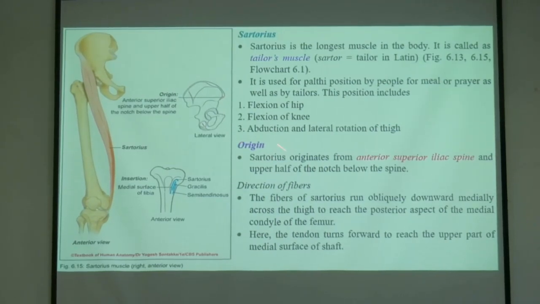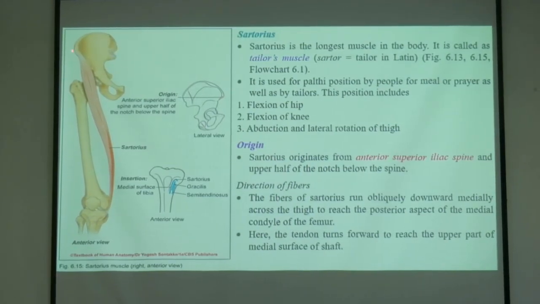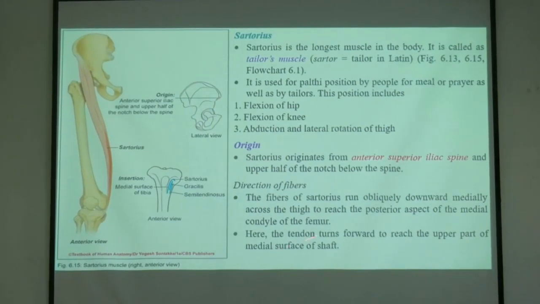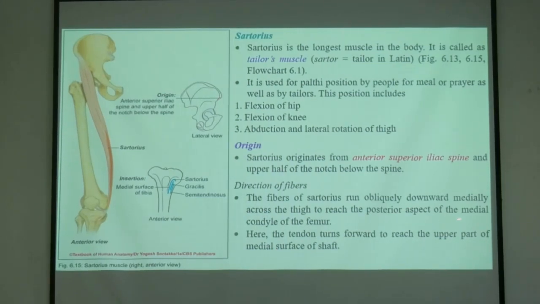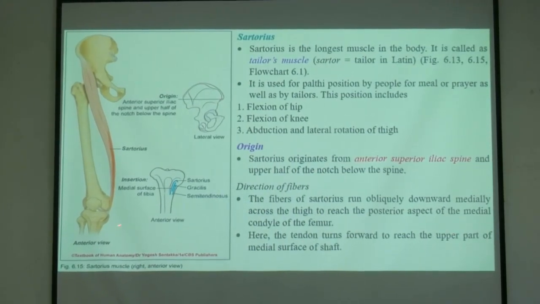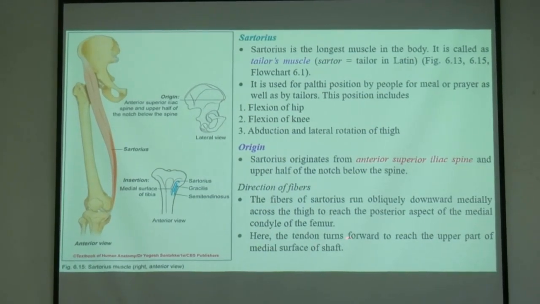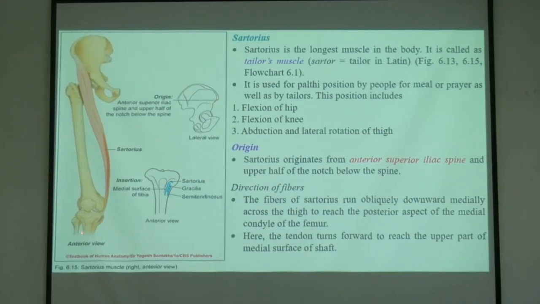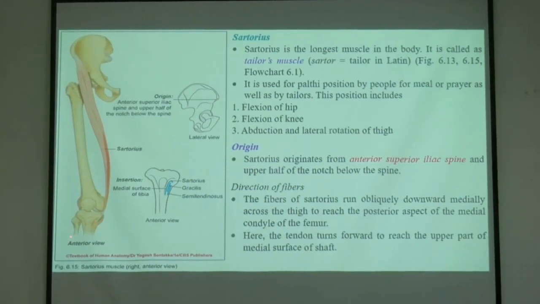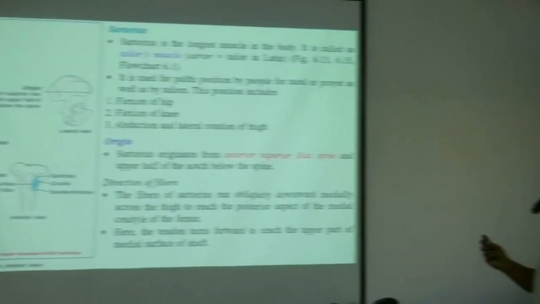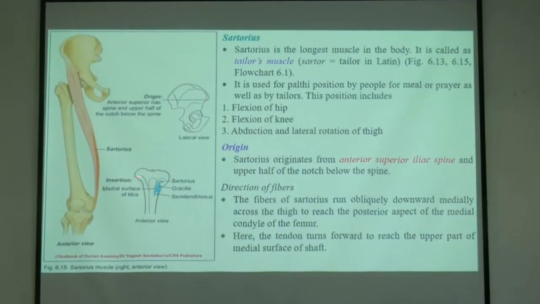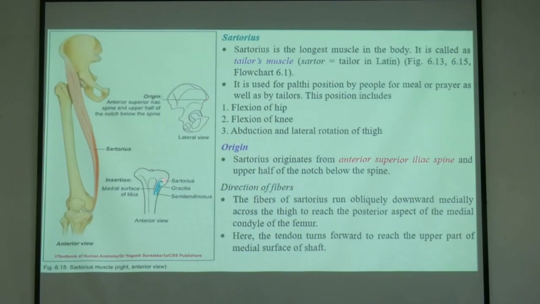The origin is from the anterior superior iliac spine here, and the upper half of the notch below the spine. The fibers run obliquely downward and medially across the thigh to reach the posterior aspect of the medial condyle of the femur, and the tendon turns forward and reaches the upper part of the medial surface of the shaft of the tibia. Here it is inserted, in an inverted hockey stick shape. Posterior to it, gracilis and semitendinosus are inserted.